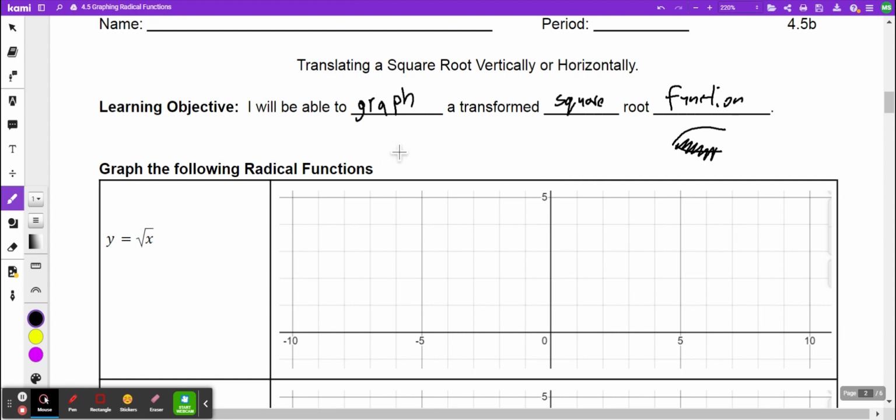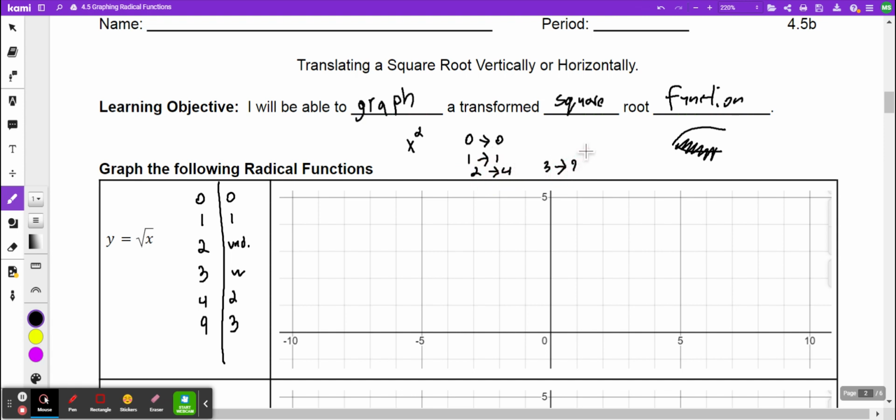If I look at this, it says graph the following functions. I could do it two ways. I could input values 0, 1, 2, 3 and get the answers. The square root of 0 is 0. Square root of 1 is 1. Square root of 2 is undefined, I can't do it. Square root of 4 is 2. Square root of 9 is 3. Or I can remember x squared: I plug in 0 and get 0, plug in 1 and get 1, plug in 2 and get 4, plug in 3 and get 9, and then I just switch them back and forth.